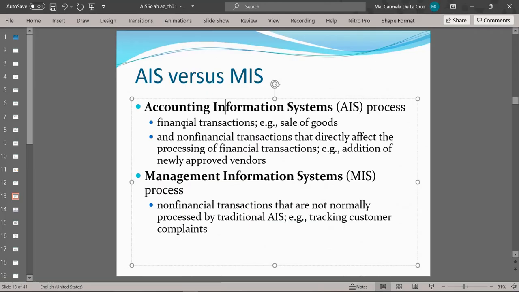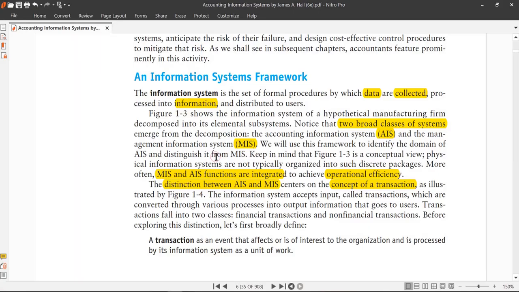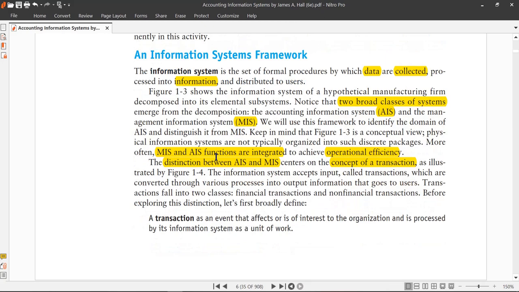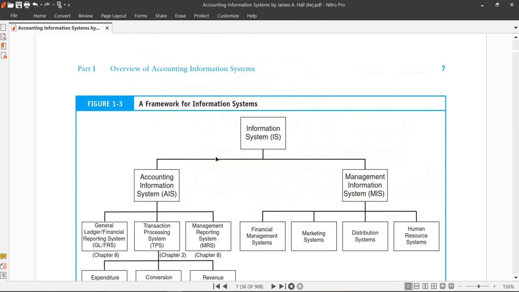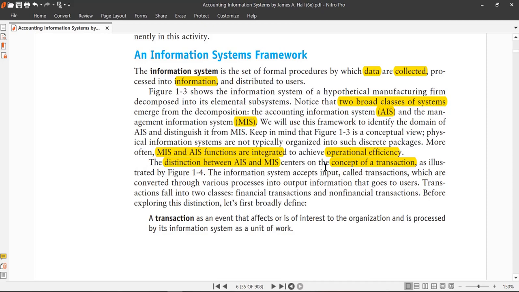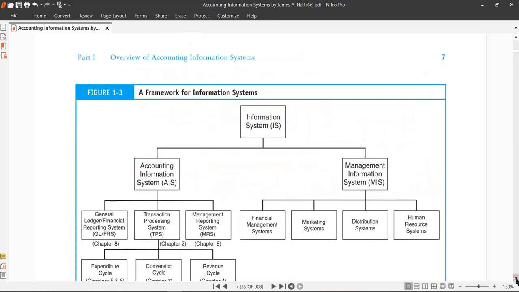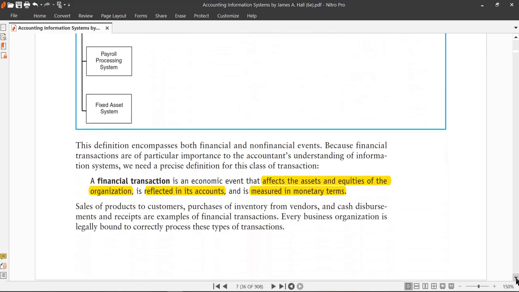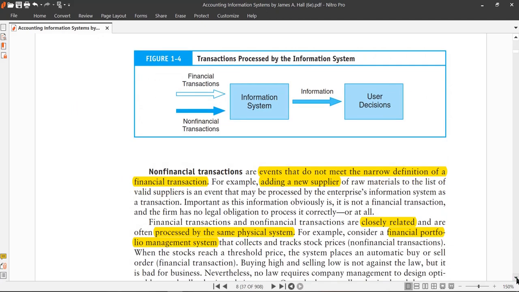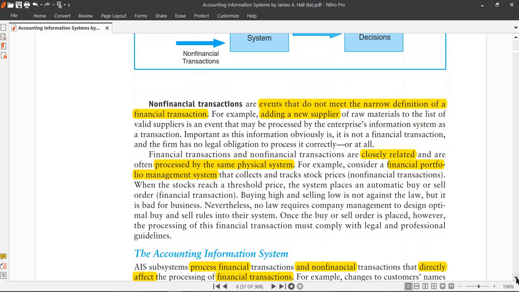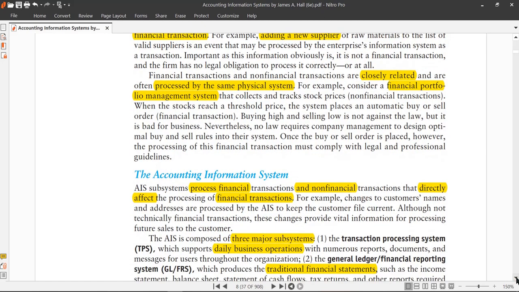Bale, sabi natin is we want to elaborate itong non-financial ng AIS tsaka non-financial ng MIS. Information, okay na tayo dyan. We're done with that. Okay na tayo dito. Other definition, related. Okay na tayo dyan.